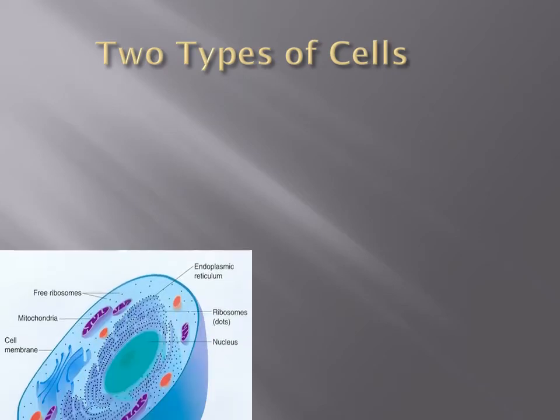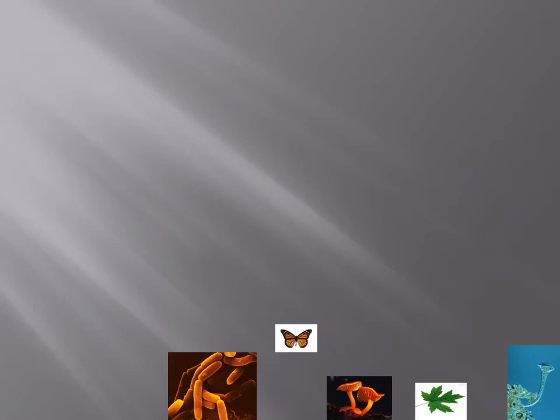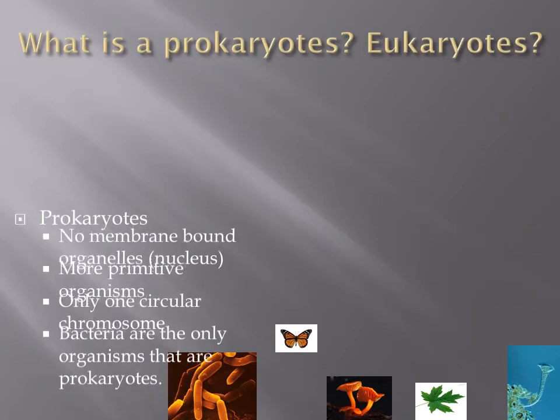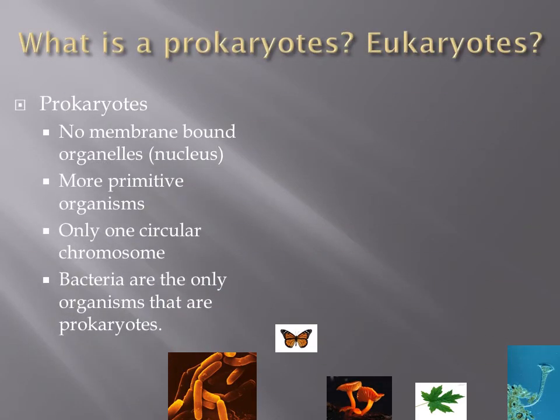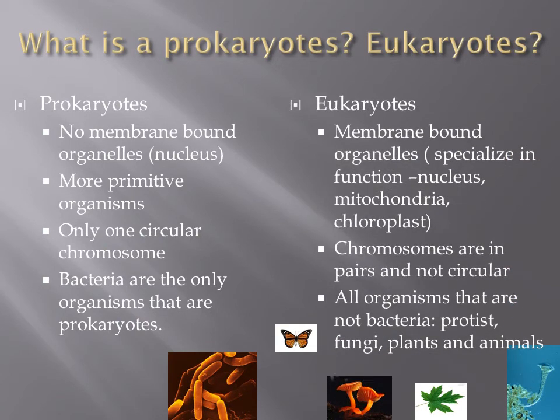There are two types of cells, prokaryotic cells and eukaryotic cells. What are prokaryotic cells and eukaryotic cells? The prokaryotic cells have no membrane-bound organelles. They are more primitive organisms, with only one circular chromosome. Bacteria are the only organisms that are prokaryotes.